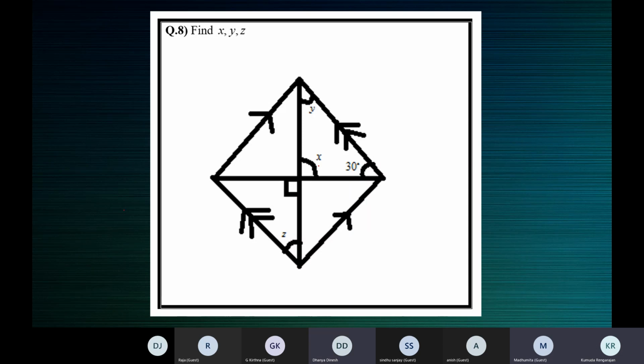Ma'am, it's 60 degrees. Yeah, x is 90, we understand? Yes, ma'am. x is equal to 90 because it's a rhombus. Diagonals bisect at right angles. Y you can find using angle sum property. x plus y plus 30 is equal to 180. So y is 60 degrees. Yes, ma'am. Now how do we find z?